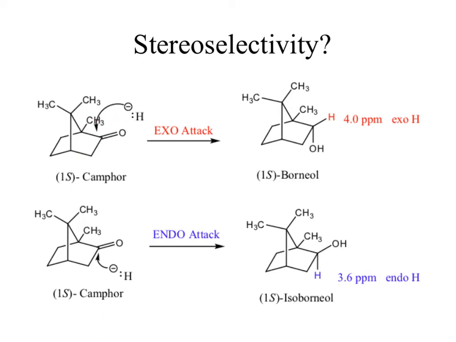If the H comes from the top, this H on the top sees these hydrogens differently than this H on the bottom, which doesn't see those hydrogens. So we're going to get a different chemical shift because of that. We're making diastereomers. Now, one of the questions we could ask is, why would something want to come this way versus this way?